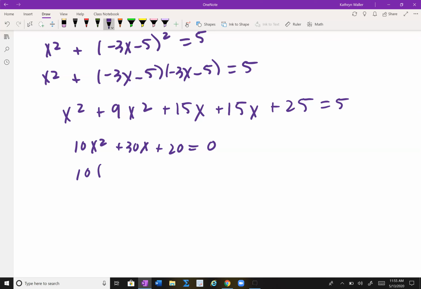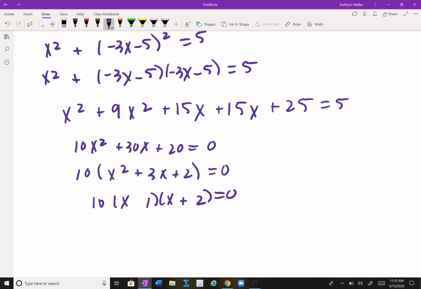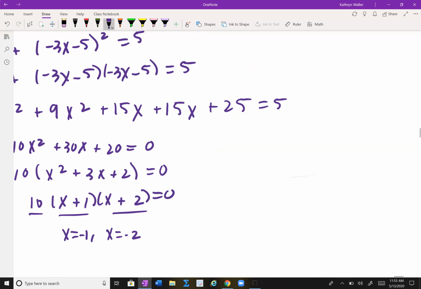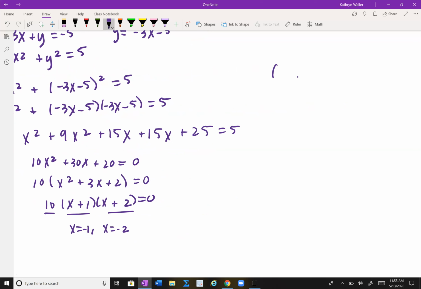I'm going to take a 10 out of everything, and I'm left with x squared plus 3x plus 2. That makes it much easier. This thing factors. So the 2 is going to go to a 2 and a 1. Signs are the same, they're both positive. That gives me x equals negative 1. That gives me x equals negative 2. So I'm going to come over here, x value of negative 1, x value of negative 2.